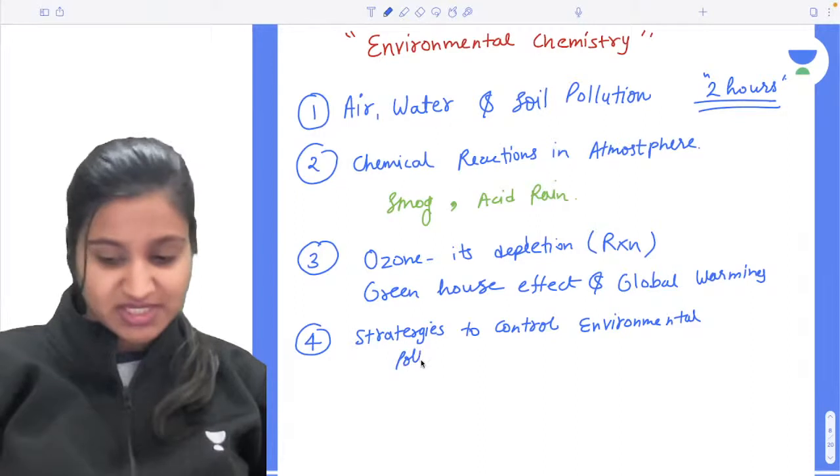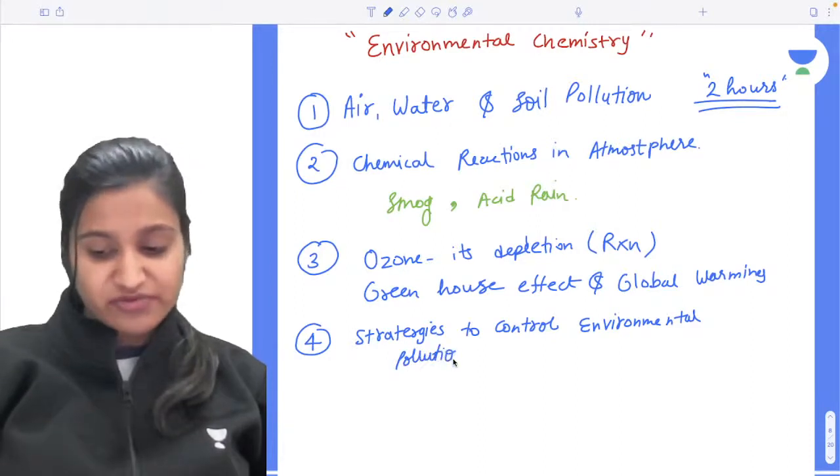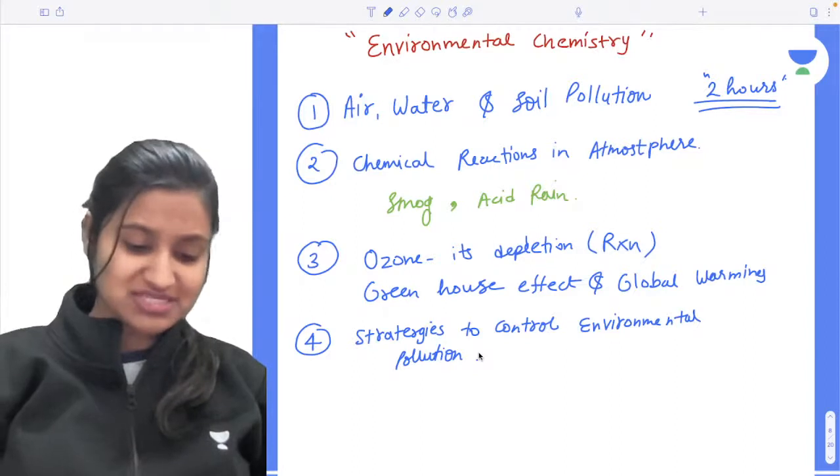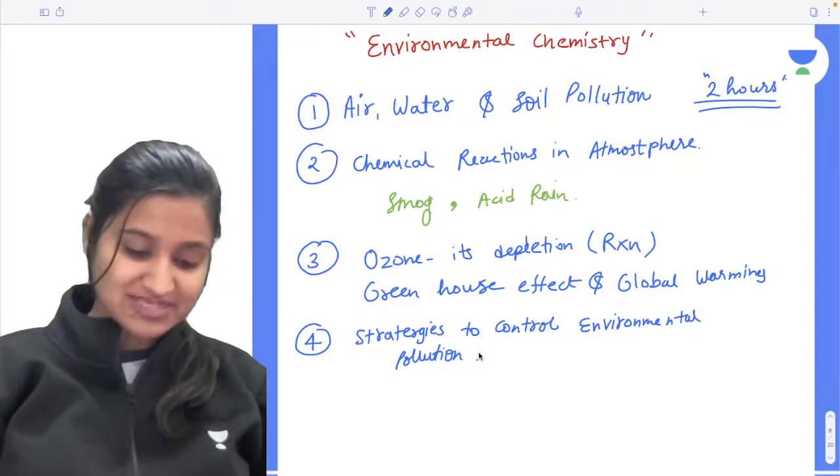Environmental pollution. This is something which you need to cover in this chapter. That is it. I don't think it is very tough for you, right guys? Very easy, very simple this is.